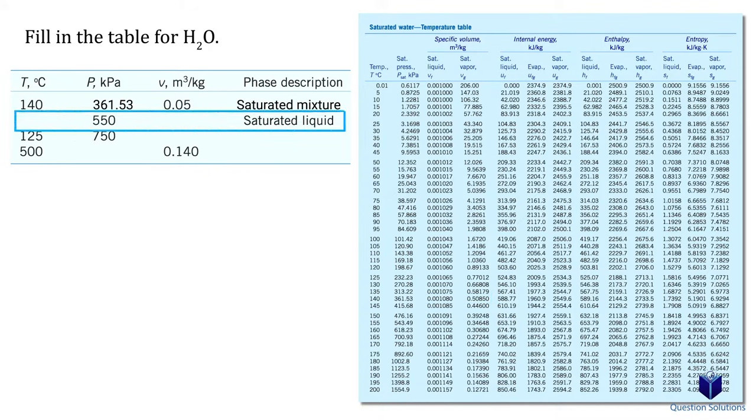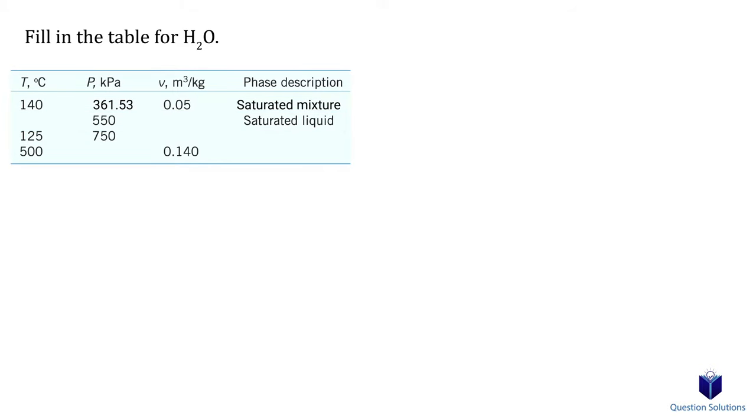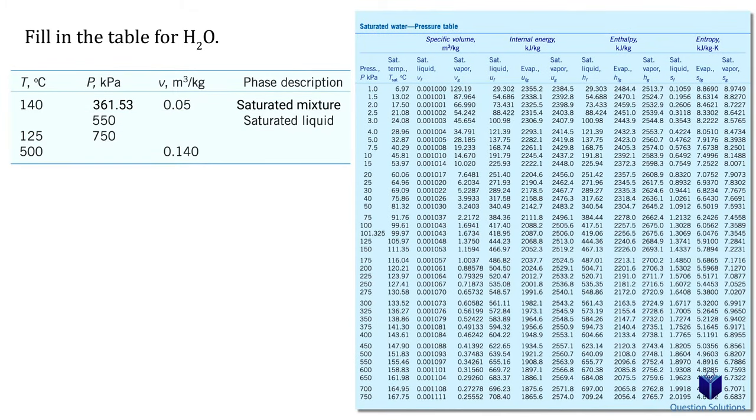Now for the second row. We see that we're given the pressure and told that this is a saturated liquid. So first, let's find the temperature. For that, we can use the pressure table for water. We see that at a pressure of 550 kilopascals, the temperature would be 155.46 degrees Celsius. Remember that this is a saturated liquid, so we need to look at the saturated liquid specific volume, which is right here. Let's fill that in.